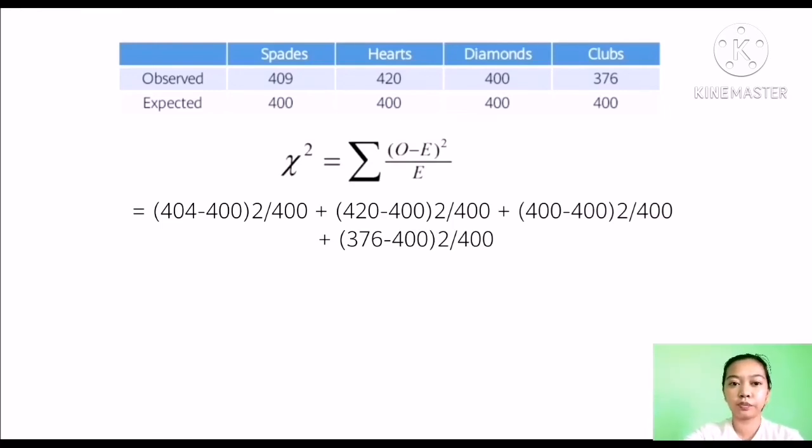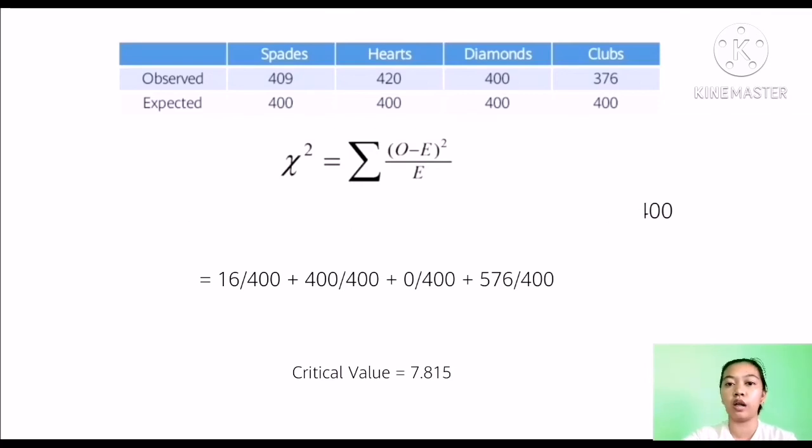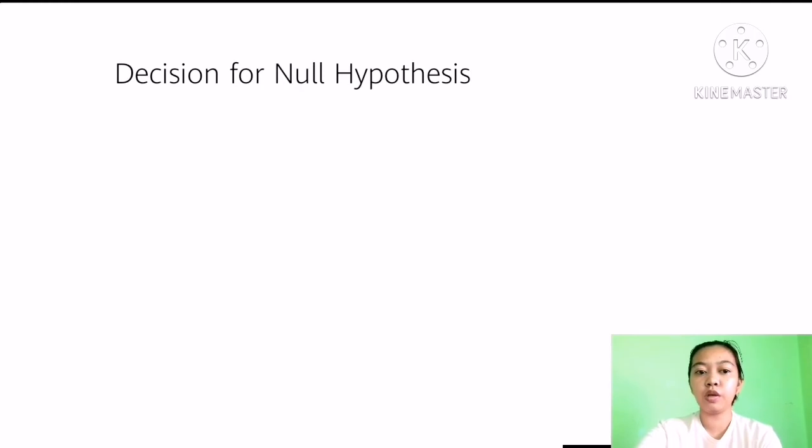All in all, we would have a chi-square value of 2.480. Remember that the critical value that must be exceeded was 7.815. So now we will make a decision about our null hypothesis. Our decision would be we fail to reject our null hypothesis.